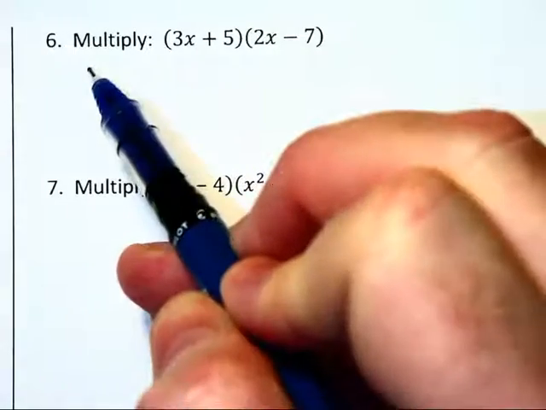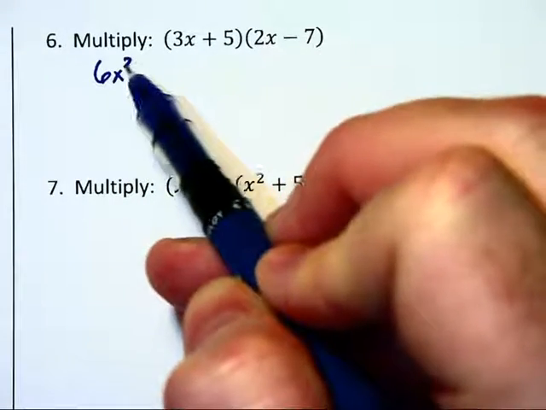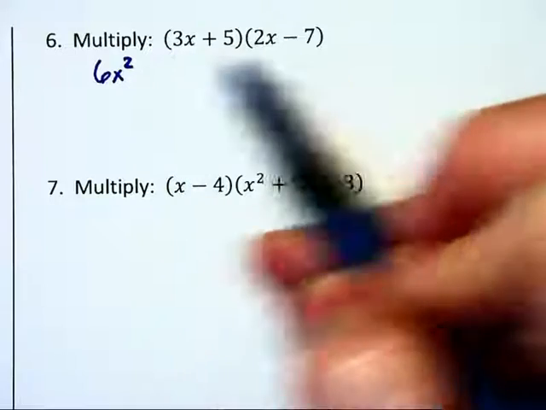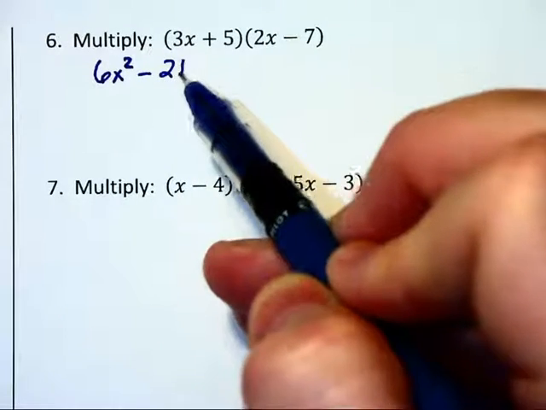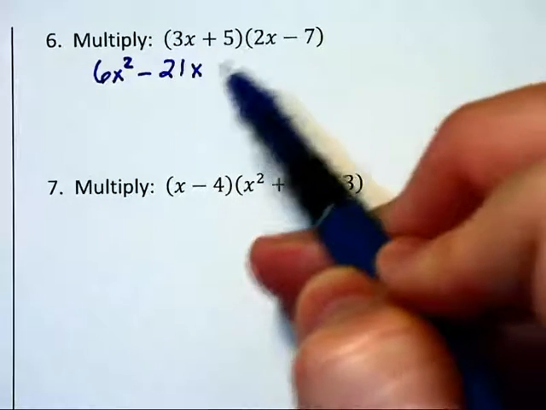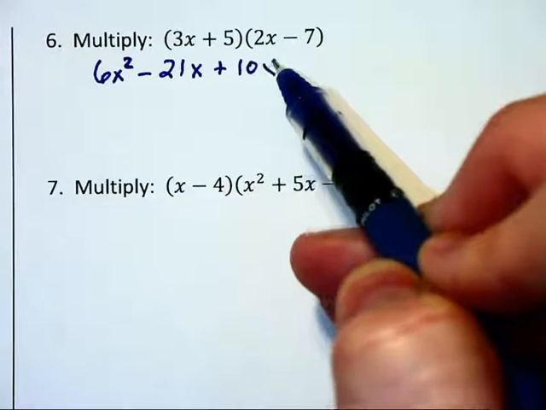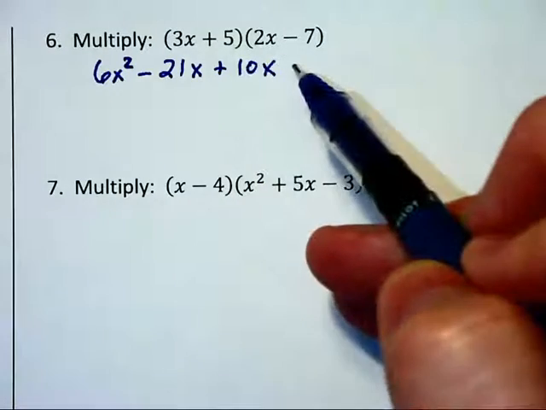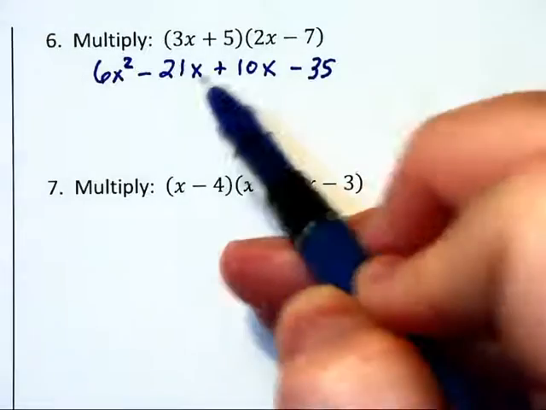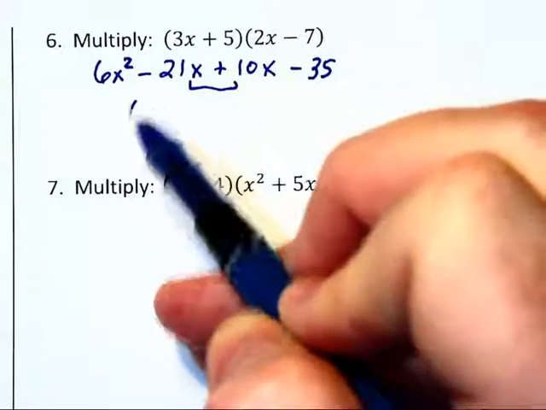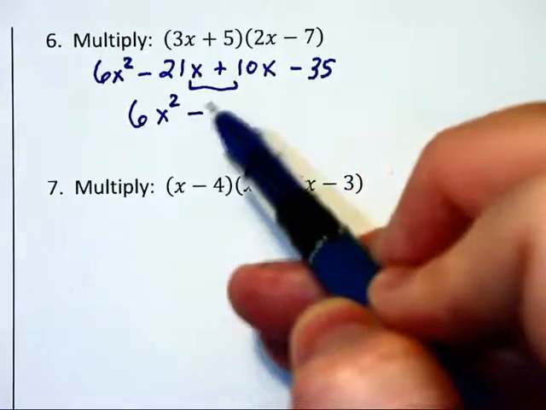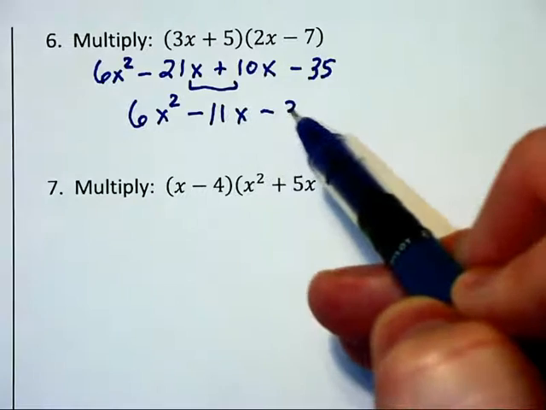The first term of FOIL would be 6x squared. The outer term, 3x times minus 7, would be minus 21x. The inner term would be plus 10x. And the last term, 5 times negative 7, makes negative 35. Combining these middle terms together, we have 6x squared minus 11x minus 35.